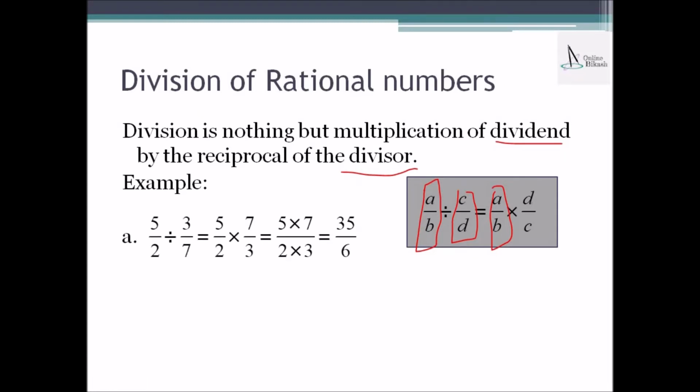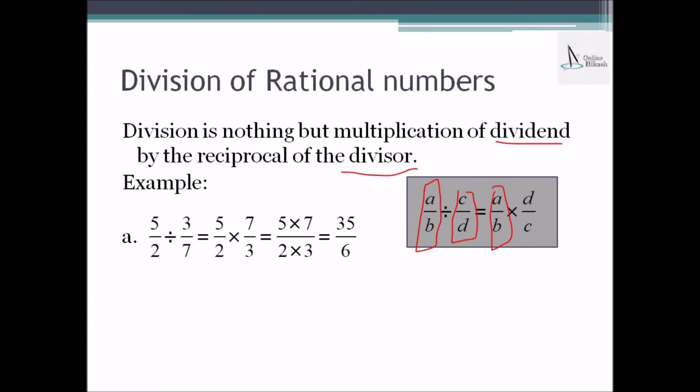You will see this example. 5 by 2 divided by 3 by 7. So 5 by 2 is the dividend and 3 by 7 is the divisor. So what will we do? 5 by 2 multiplied by the reciprocal of the divisor. The divisor is 3 by 7, so its reciprocal is 7 by 3. So simply 5 by 2 multiplied by 7 by 3.